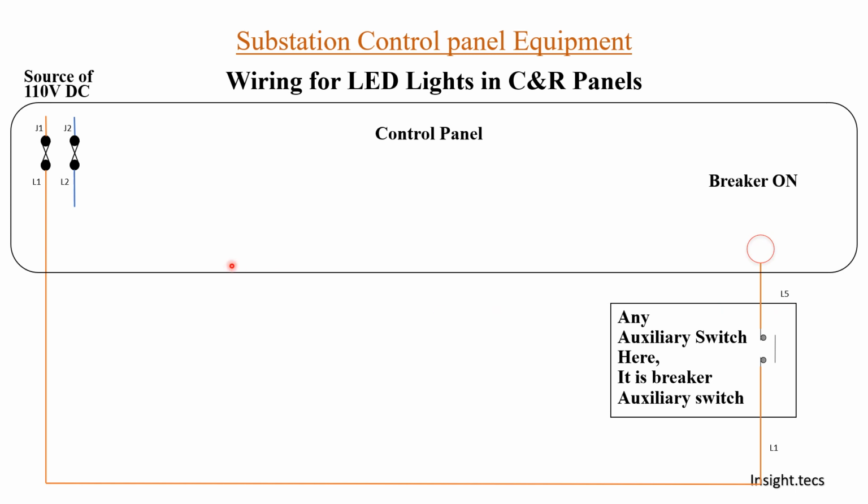So now let us see, L5 reaches my LED, okay, and we have L2 over here. L2 is the negative. This L2 will reach the other end of the LED inside the control panel itself. So this is how the basic wiring of LED is done inside the control and relay panel. So when this is closed, okay, breaker is on, so this auxiliary switch is closed and this breaker on indication LED will glow inside the control and relay panel. Okay, so this is the basic wiring of LEDs.